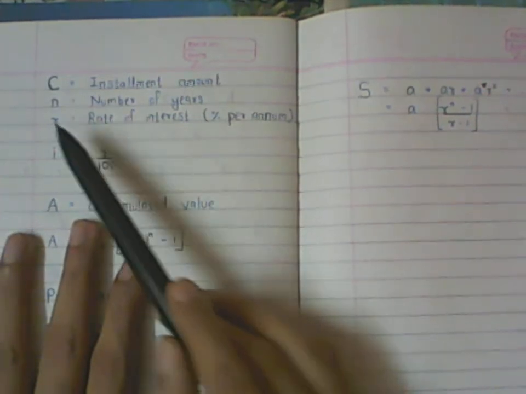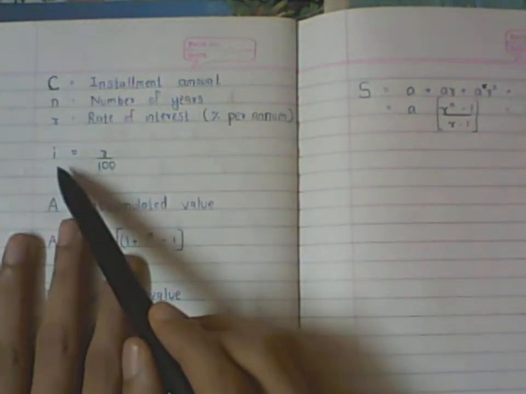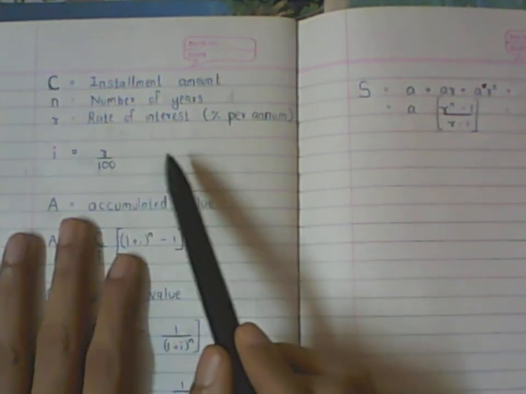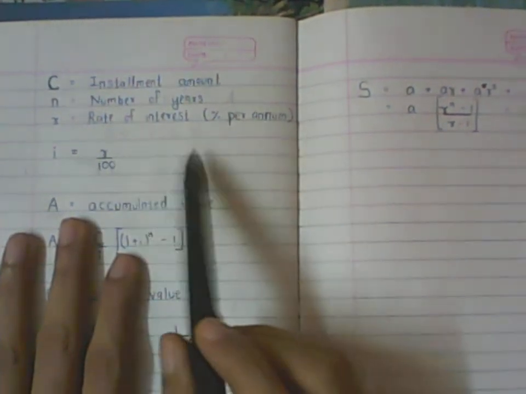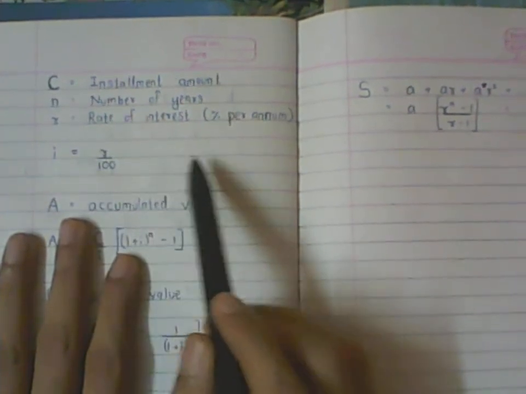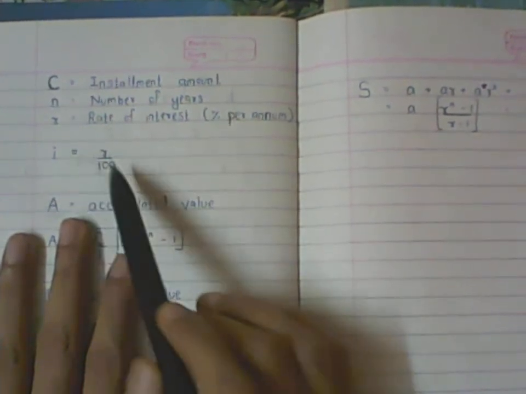in that case R would be just 10. And I have this small i as R by 100. So every time I don't have to mention 10%, I can just write it as 10. So i will be just 10 by 100, which is just 0.1. That's just one piece of notation.